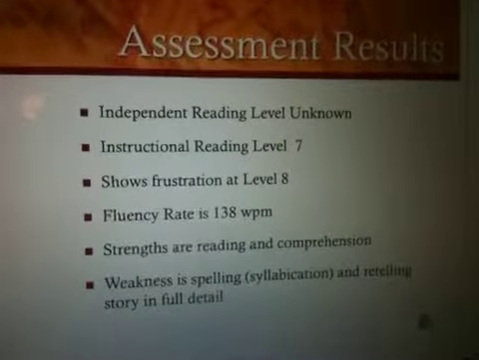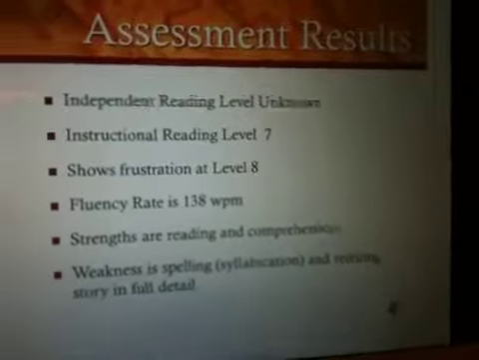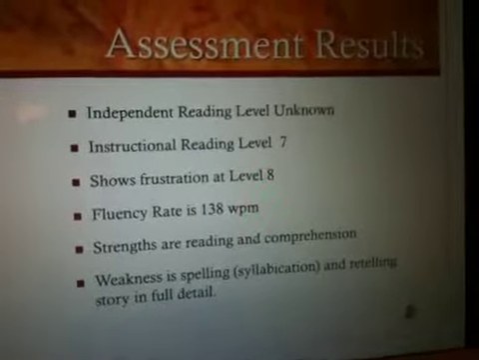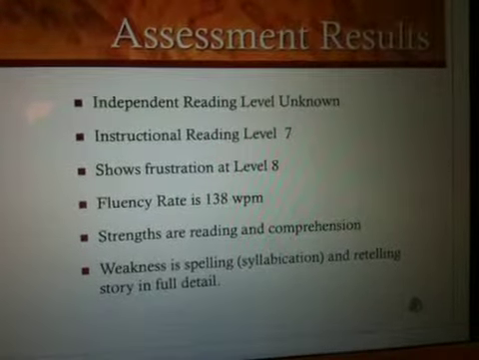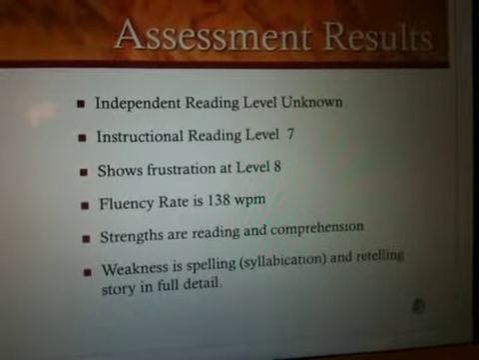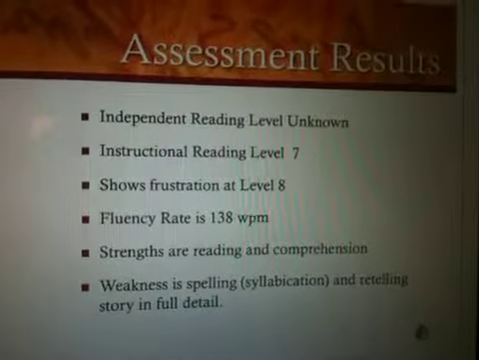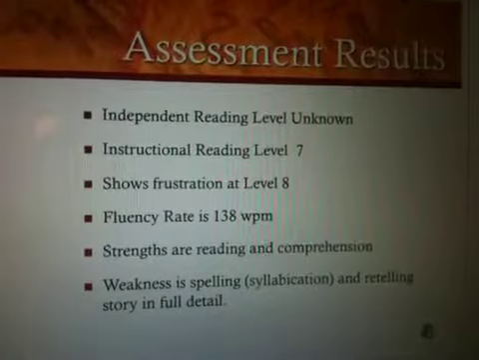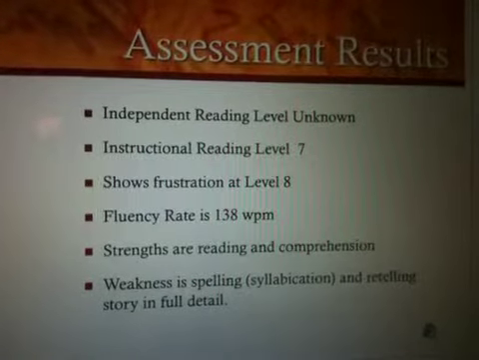From the assessments, it can be seen that Aiden's strengths are in reading and comprehension. His weakness is spelling in the areas of syllabication and also in retelling a story in full detail.